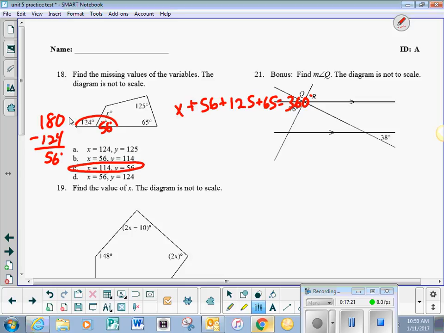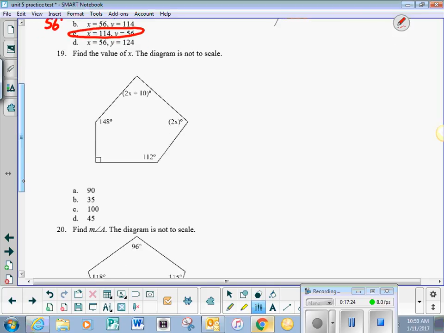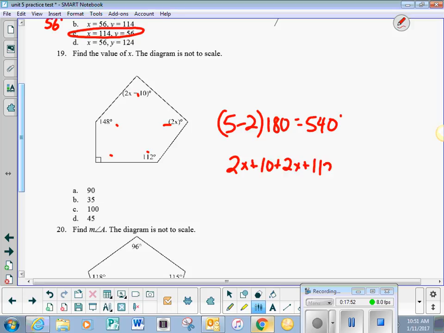Okay, number 19. Find the value of x. What do I know about the sum of the angles in a pentagon? I know that they are 540 degrees, right? By applying that formula. So, what do I know about these 5 angles added together? They're going to equal 540. So 2x plus 10 plus 2x plus 112 plus 148 plus 90 equals 540.